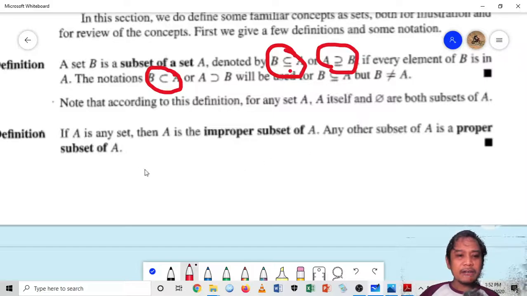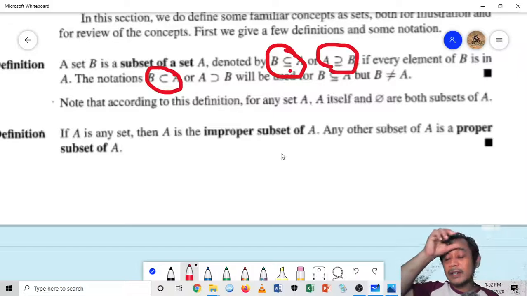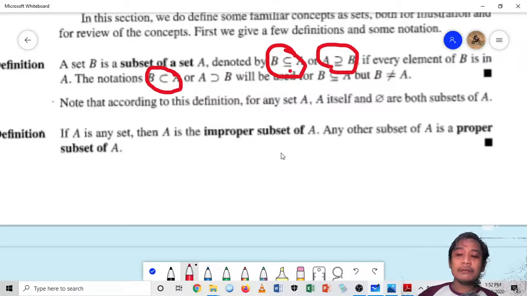Next, we have the definition of the improper subset. If A is any set, we say that A is the improper subset of A. So in other words, any set is a subset of itself. It is a special subset called the improper subset. Okay? Then any other subsets of A, if there are other subsets, are called proper subsets of A. Okay?